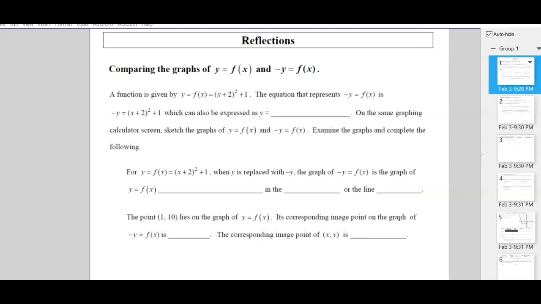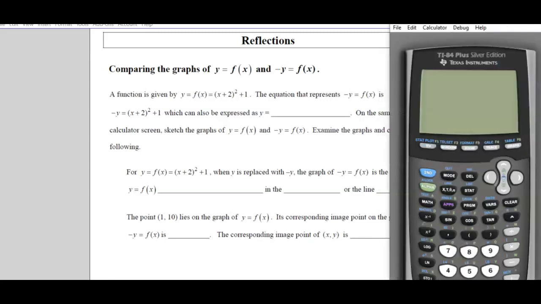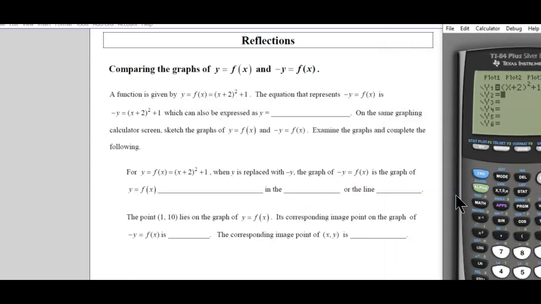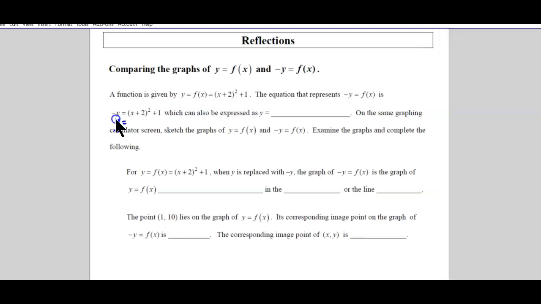So let's start with graphing these two functions. Go to your y equals. Okay, we're going to graph the parabola, y equals (x + 2)² + 1. And then we're going to replace y with negative y. When we do that, we need to solve for y.